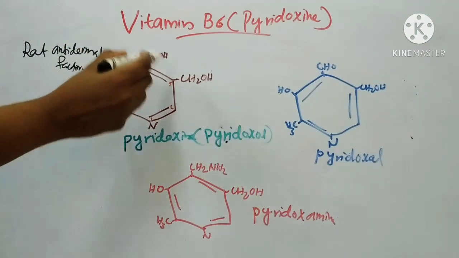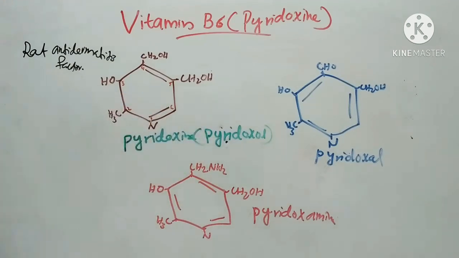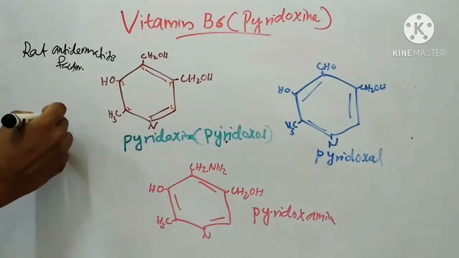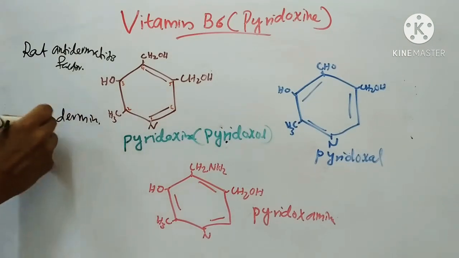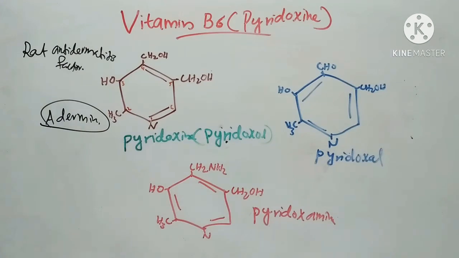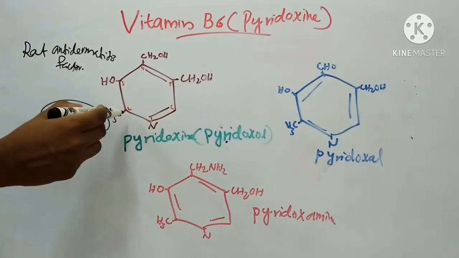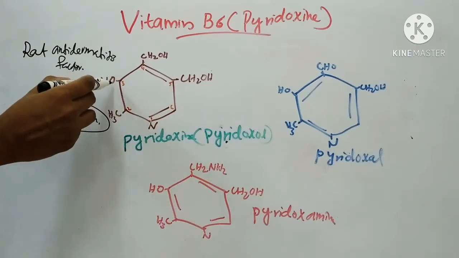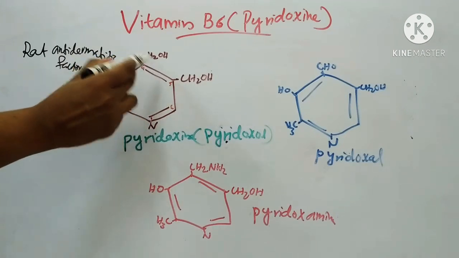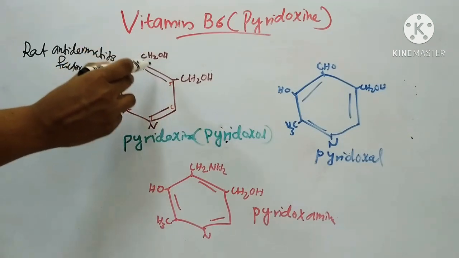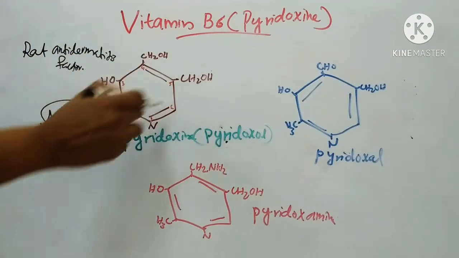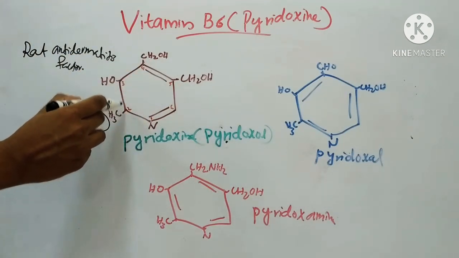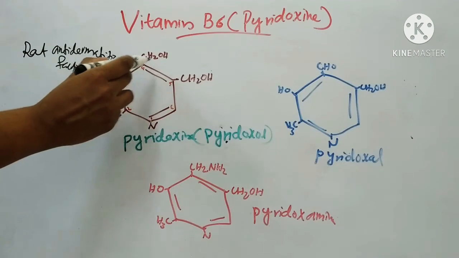This is the structure of pyridoxine. It is also called pyridoxol. Another name of pyridoxine is adermin. Chemically, it is 2-methyl 3-hydroxy 4,5 dihydroxymethyl pyridine.